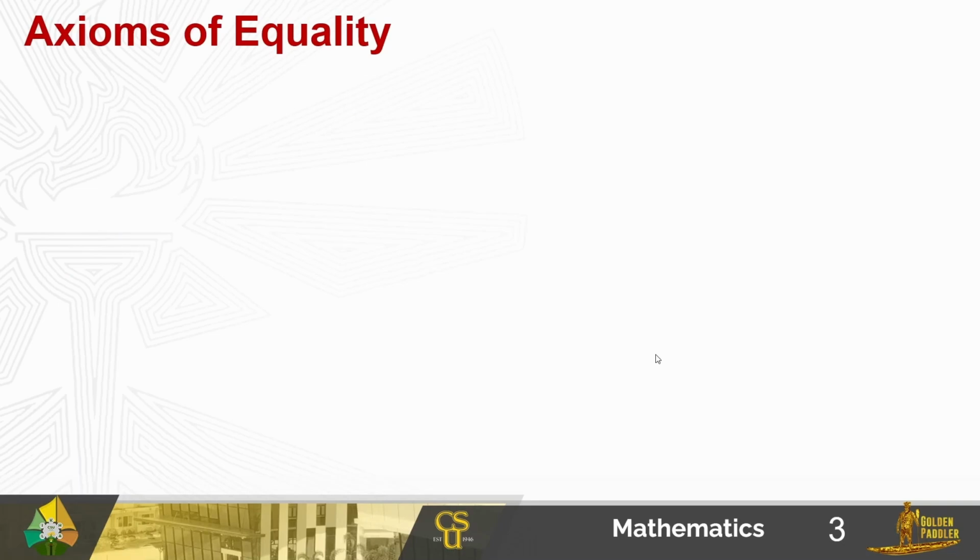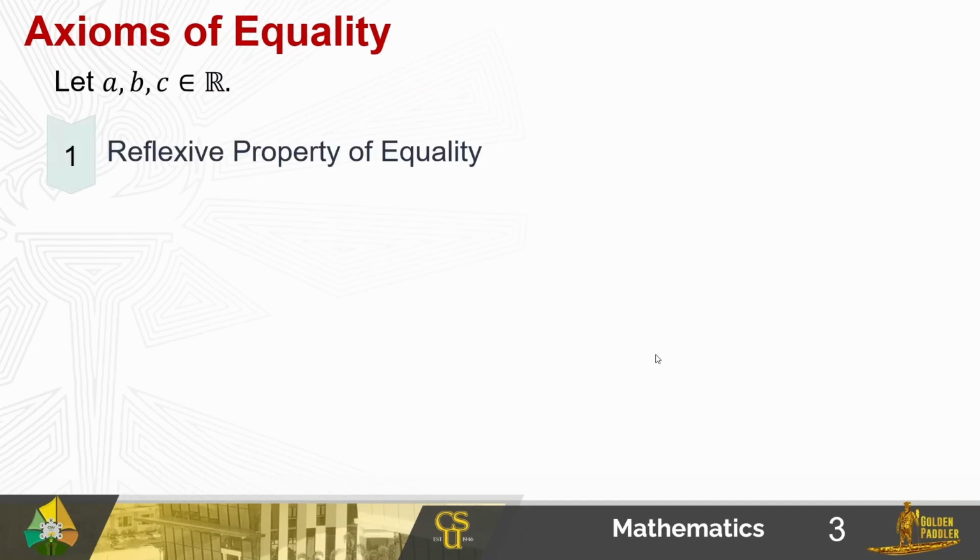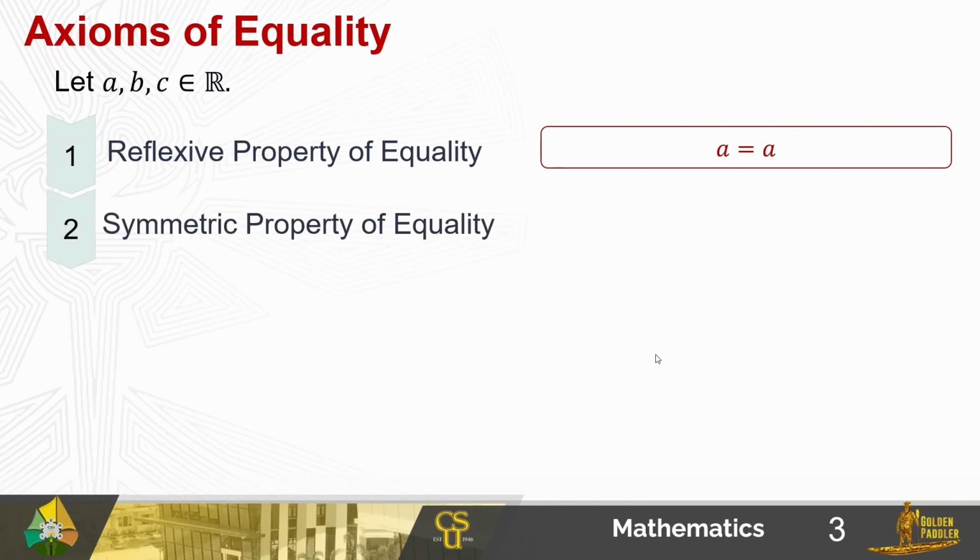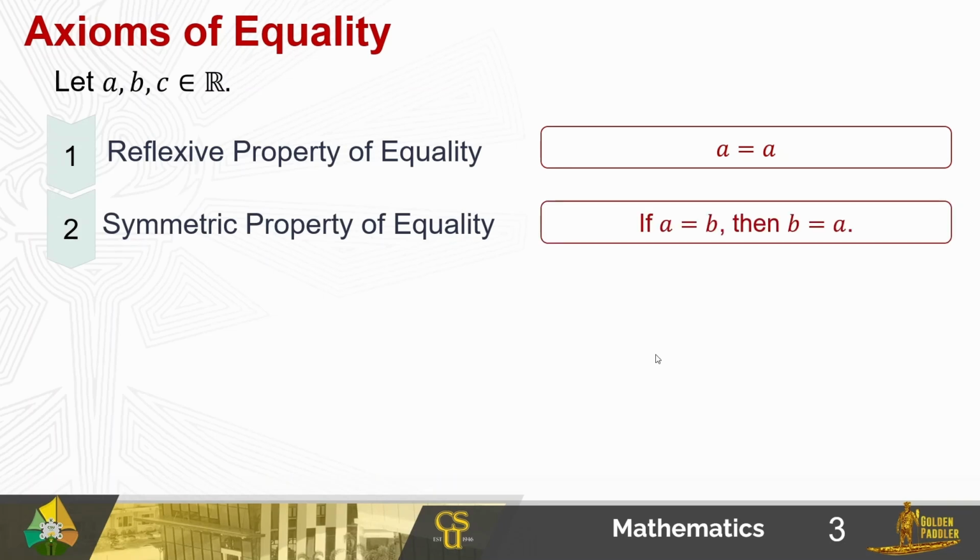So consider A, B, and C to be any real numbers. The first axiom of equality is the reflexive property of equality. It states that A is always equal to A. The second axiom is what we call the symmetric property of equality. It states that if A is equal to B, then B is equal to A.